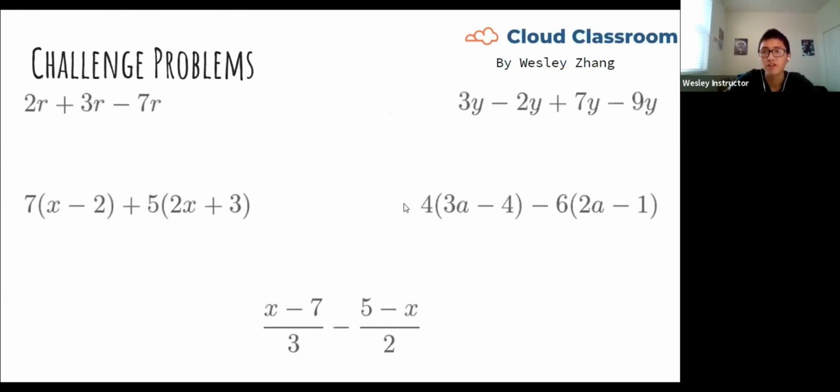Okay, here are 5 challenge problems. Some practice for combining terms. I'll give you about 8 minutes to do these. Remember, just treat the variable as a number. And remember, only combine like terms. If one has a variable and one does not have a variable, you cannot combine them, only if they have the same variable.